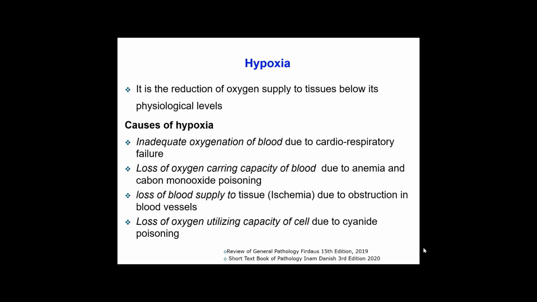The other reason is loss of oxygen carrying capacity of the blood due to anemic condition or carbon monoxide poisoning. Loss of blood supply to the tissue, which is known as ischemia, occurs when there is some obstruction in the blood vessels. Loss of oxygen utilizing capacity of the cells occurs due to cyanide poisoning. So all these conditions lead to the reduction of oxygen supply to the tissues.